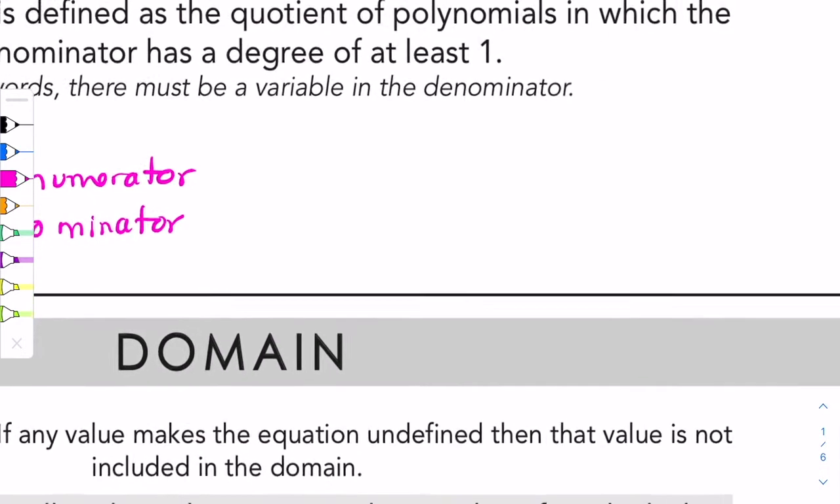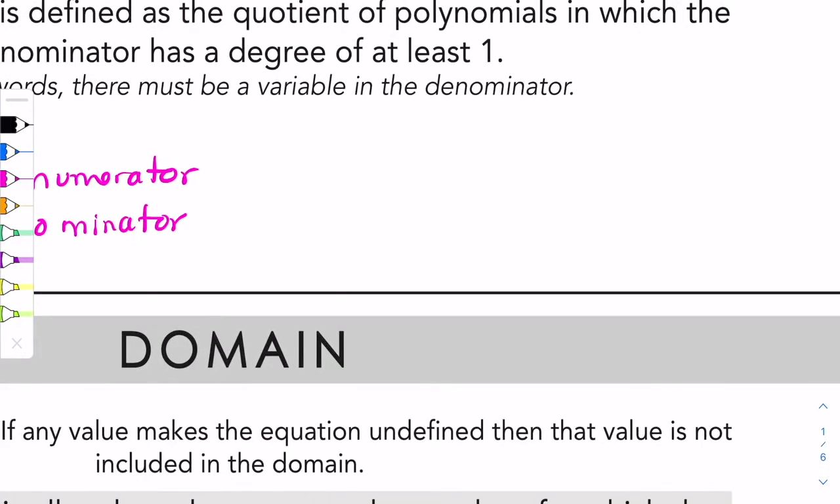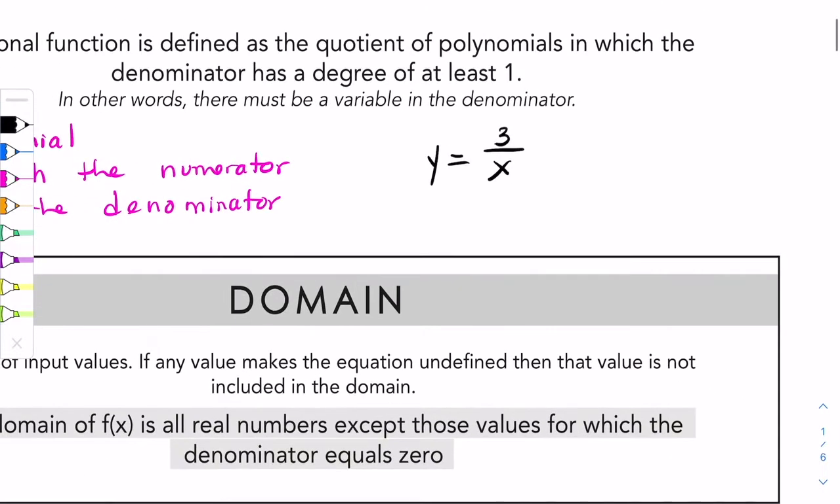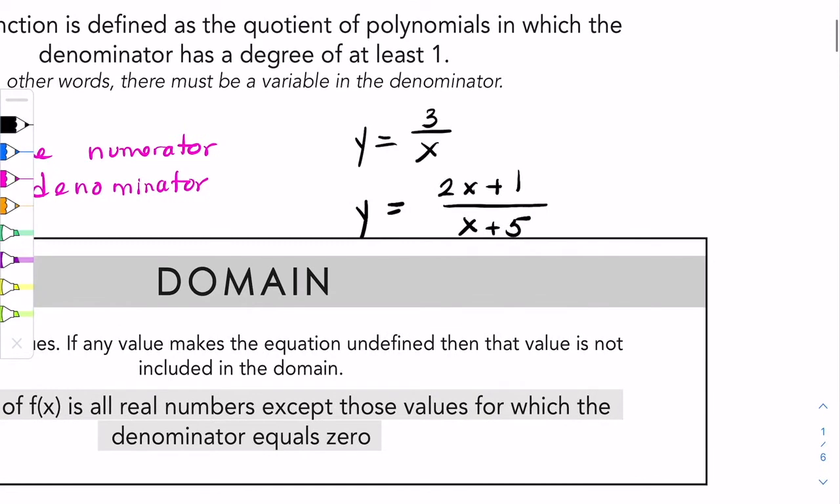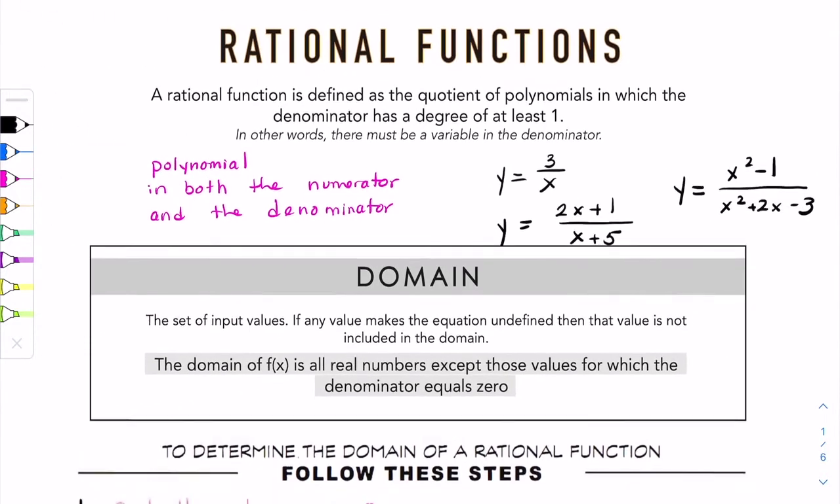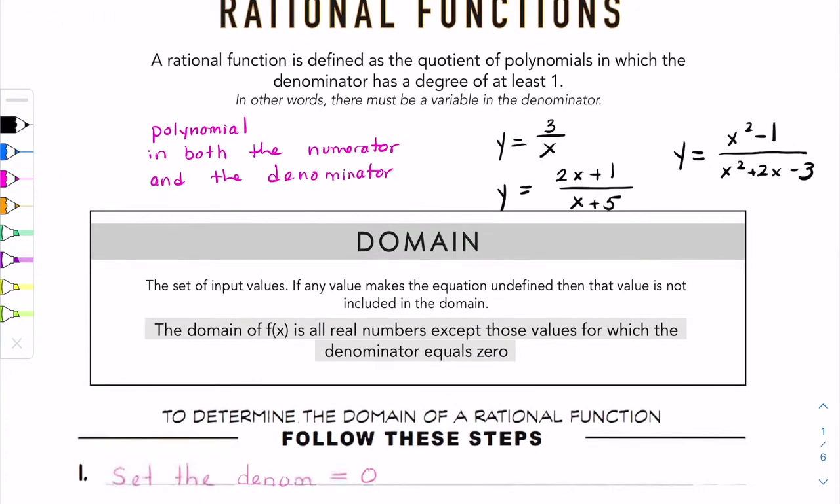So an example of this could be y equals 3 over x. That's a very simple rational function. We could have 2x plus 1 over x plus 5. That's another example. We could have something a little more complex, x squared minus 1 over x squared plus 2x minus 3, and so on. So you have a polynomial in both the numerator and the denominator.